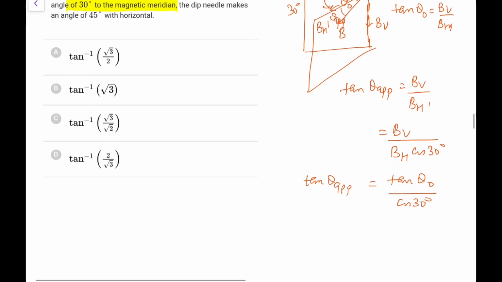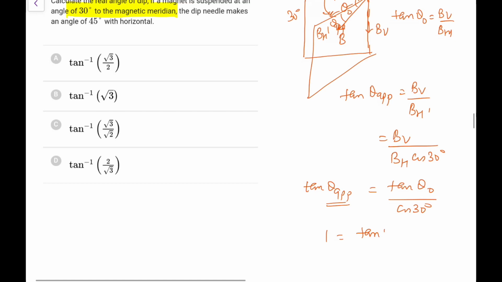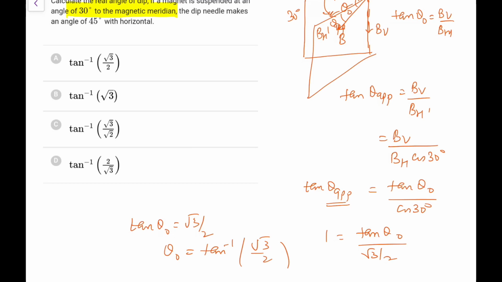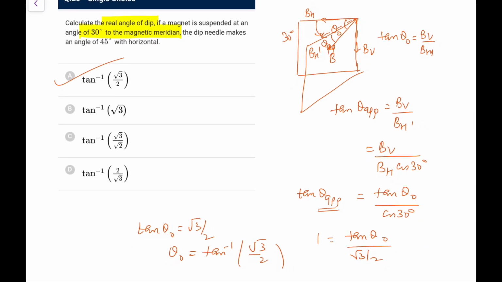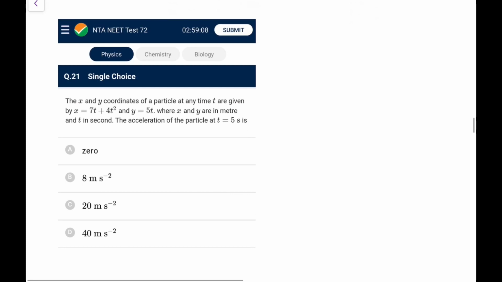So what we have, it makes an angle 45, that is theta apparent, that is tan 45 equals 1. Tan theta naught I am searching for, and cos 30 you all know is root 3 by 2. So what I get, tan theta naught is equal to root 3 by 2, so that theta naught is equal to tan inverse of root 3 by 2. So going by this, I'll go for option A. So just remember, this is a specific concept, and as I told you before, if you want to study it more, do it from the H.C. Verma book. It is given very nicely in it.